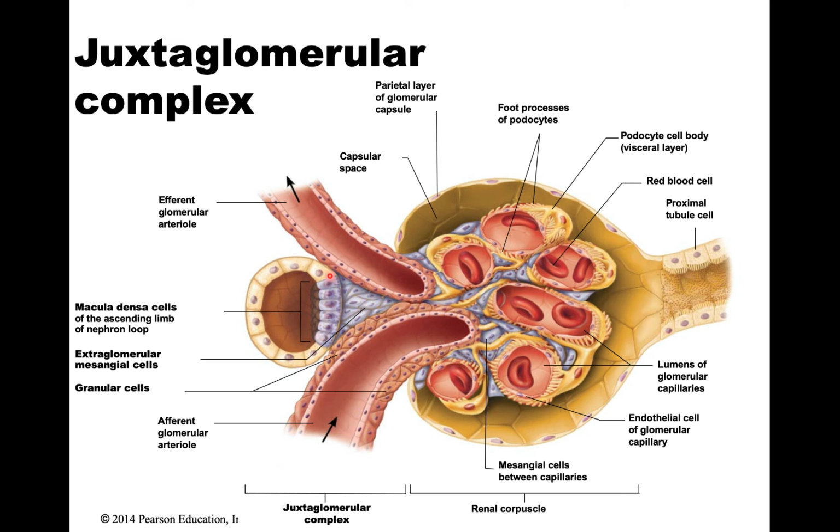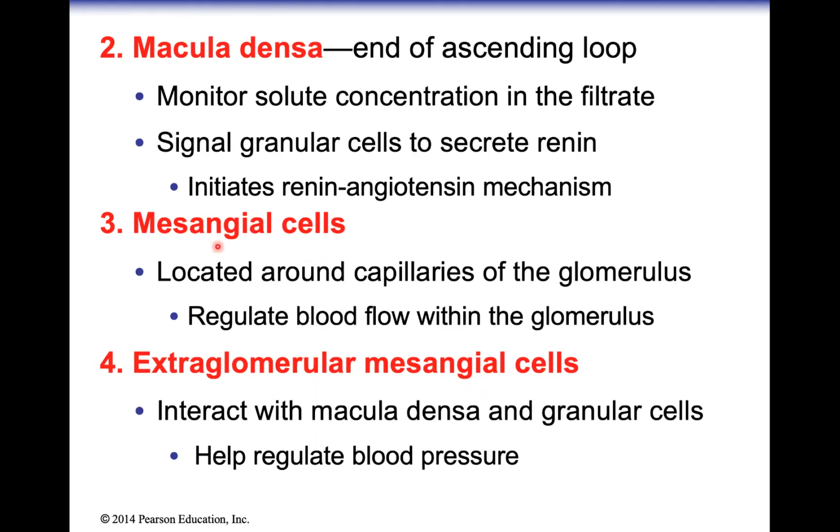The macula densa cells can tell the extraglomerular mesangial cells to communicate with the mesangial cells in the glomerulus to constrict or relax. These mesangial cells have the ability to constrict this capillary bed and lower filtration rate, or dilate this capillary bed and increase the filtration rate. So the mesangial cells can regulate blood flow in the glomerulus, and then the extraglomerular mesangial cells communicate with the macula densa cells.